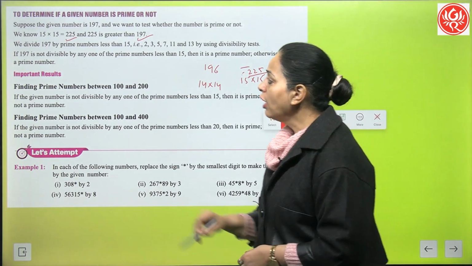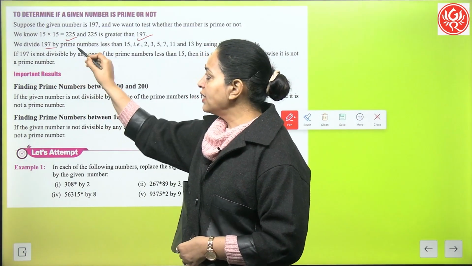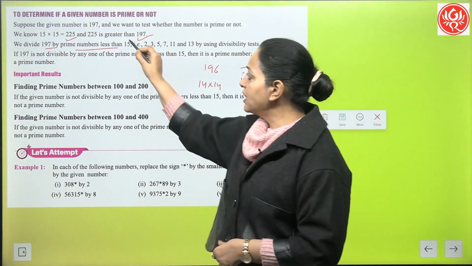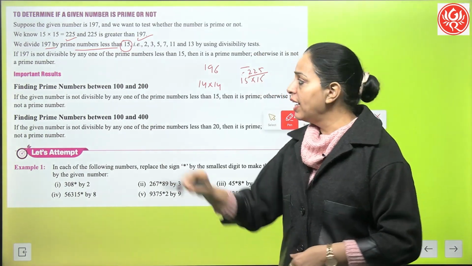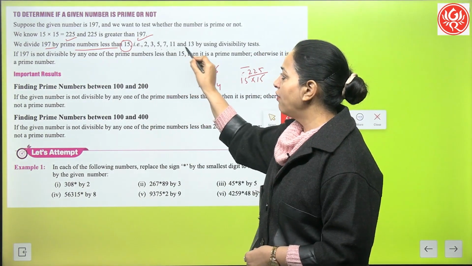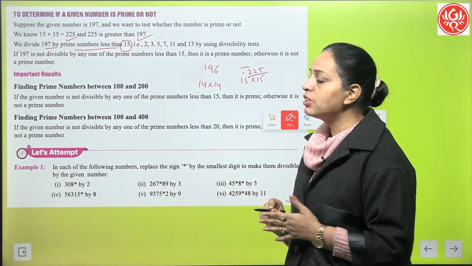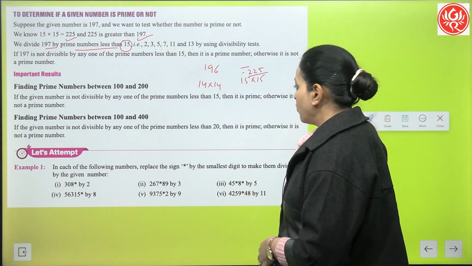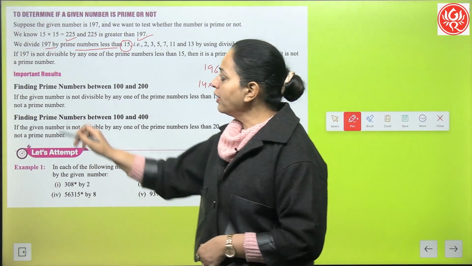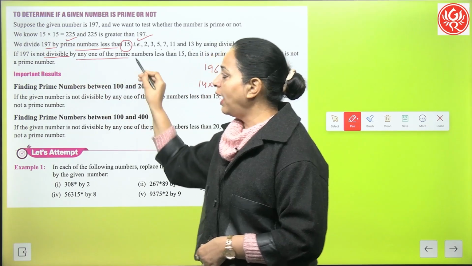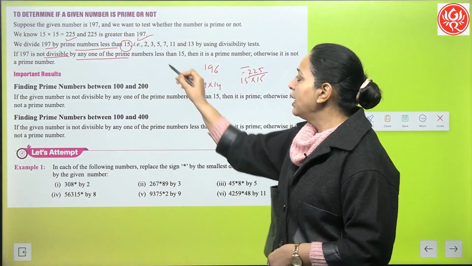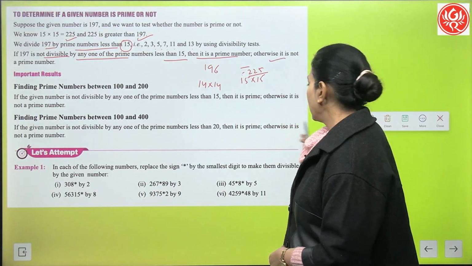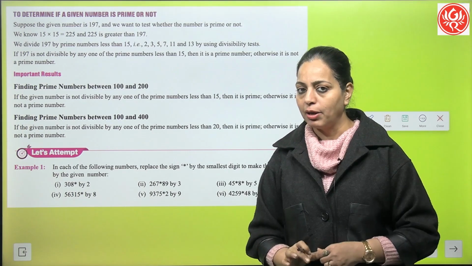तो हम क्या करेंगे? We divide 197 by prime numbers less than 15. तो 15 से जितने भी छोटे prime numbers हैं like 2, 3, 5, 7, 11 and 13, इन सब से हम divide करके देखेंगे 197 को whether it is divisible or not. If 197 is not divisible by any one of the prime numbers less than 15, then it is a prime number, otherwise it is not a prime number.